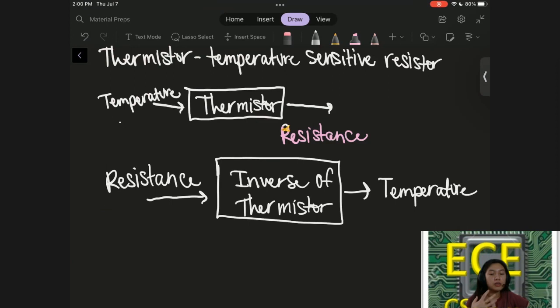And that's how a lot of the sensors with thermistors work, by recording the resistance of the thermistor and then applying the inverse of the thermistor to the recorded resistance, and then that outputs the temperature, which is what we wanted. So that's a real life application.